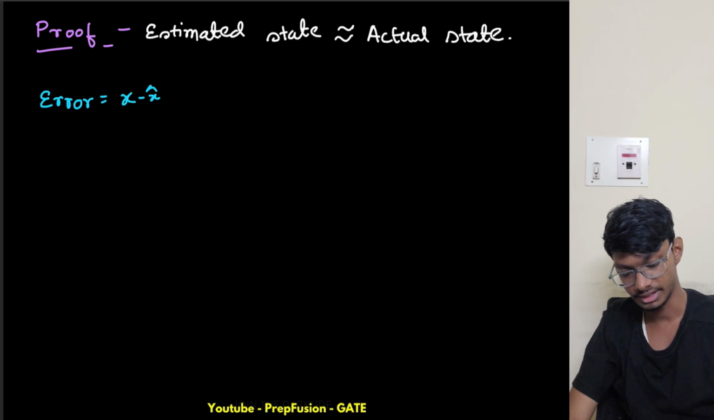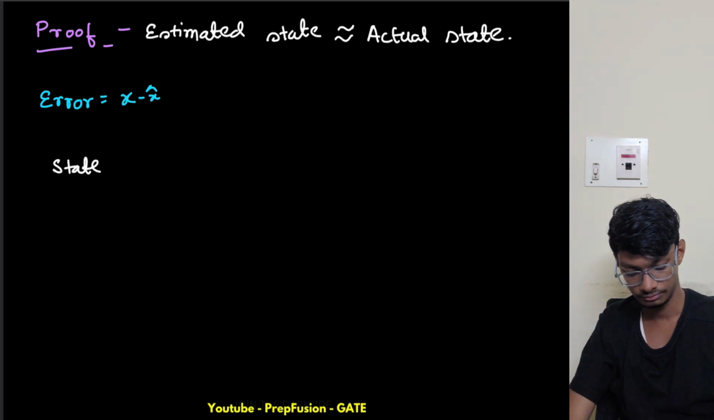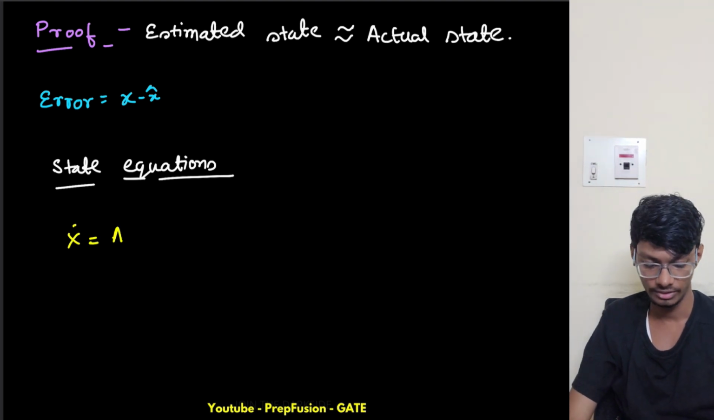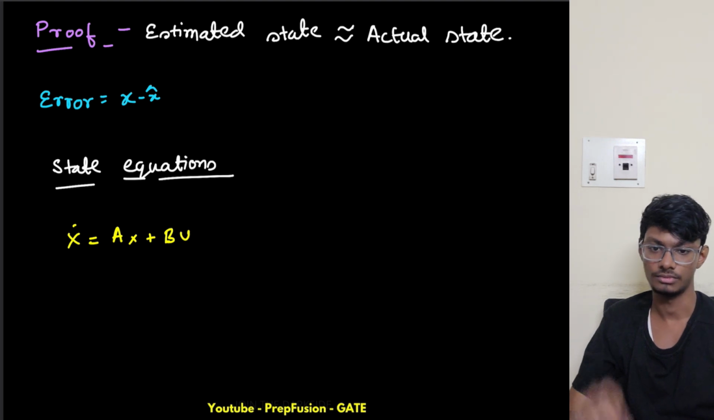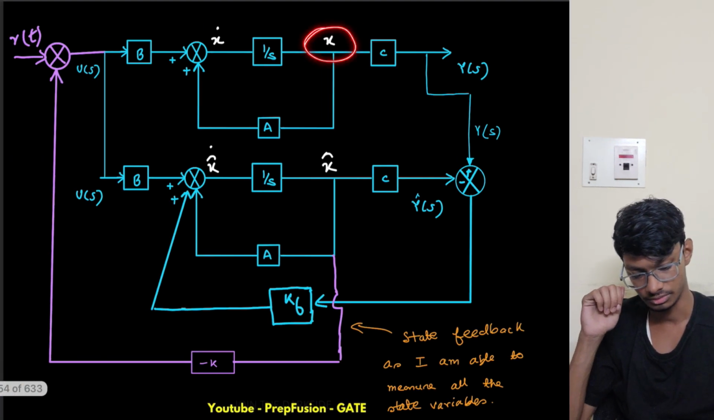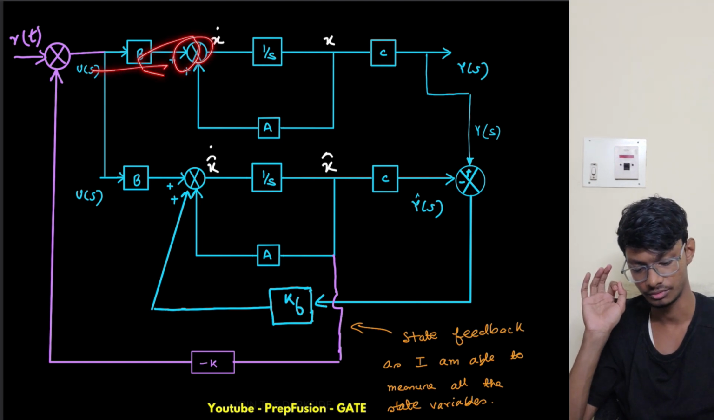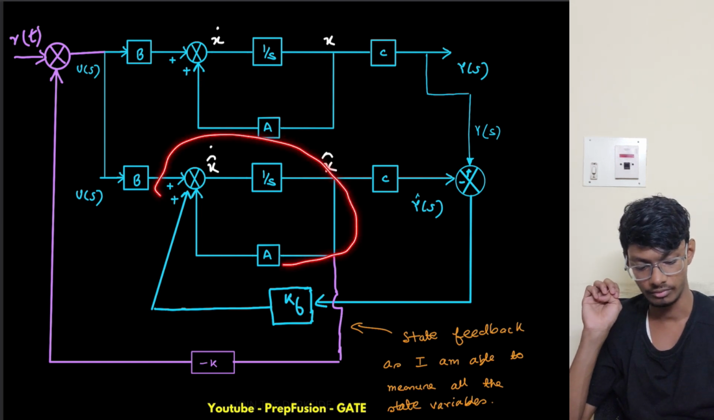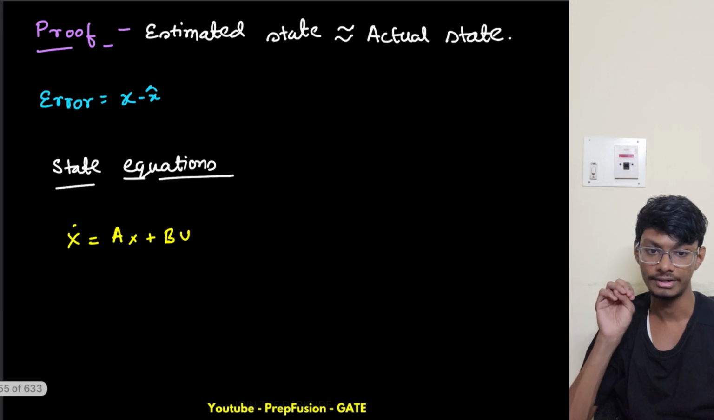Okay, so let's write the normal state equations. What are the normal state equations? One is x dot equals a times x plus b times u. This is one equation. In this equation, u is coming, and x into a is coming. This is the normal equation. Now I will write the other equation. So how will I write it?